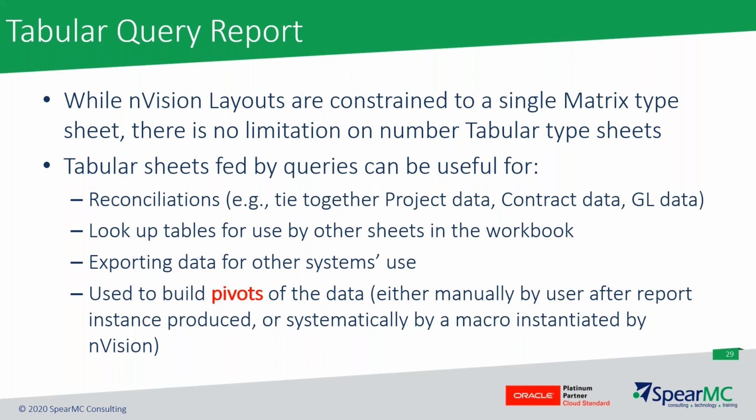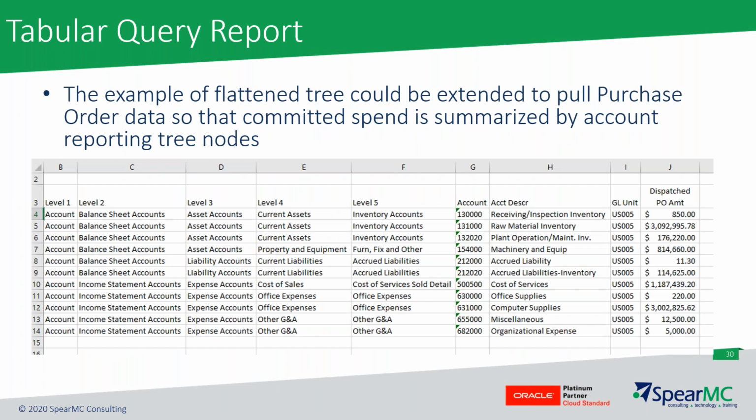And then I mentioned earlier using it to build pivots, and those pivots could be instantiated by the macro to be refreshed as well. Here's that same example of the flattened tree, but adding some monetary columns in there. And so I added the dispatched PO amount in there, and then you could build a pivot off of that, slicing, dicing at any of the tree node roll-up levels.